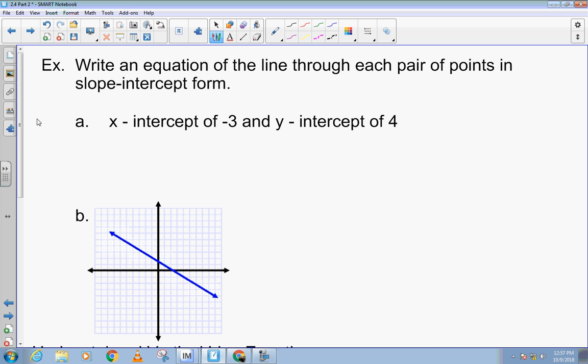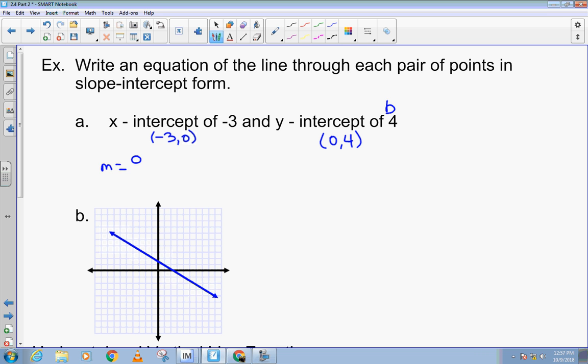Negative 3, 0. And then the y-intercept to be 0, 4, right? Okay. And so I know my b, because it tells me that my y-intercept is 4. So that's my b. The only thing I don't have is my what? My slope. Okay? So I can use those 2 points and I can find the slope.